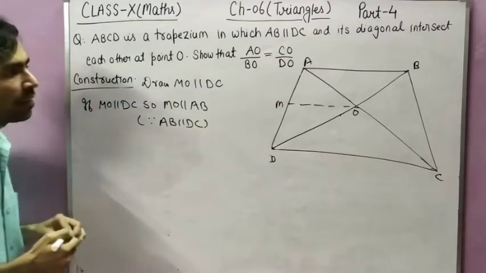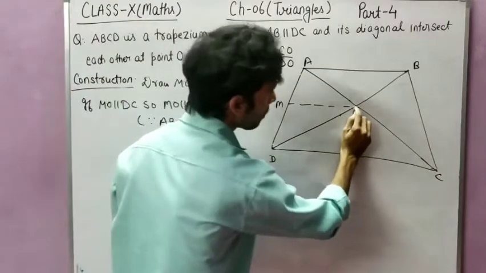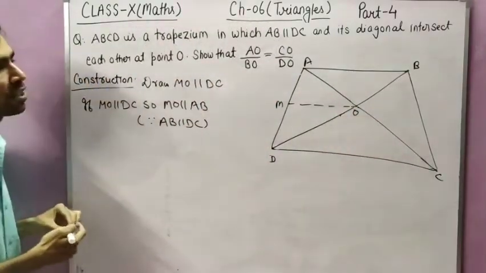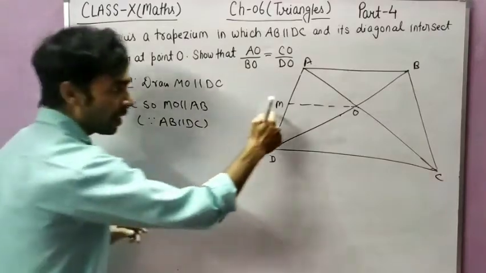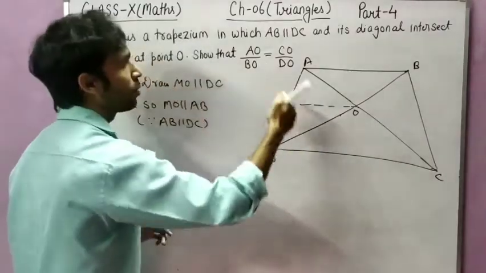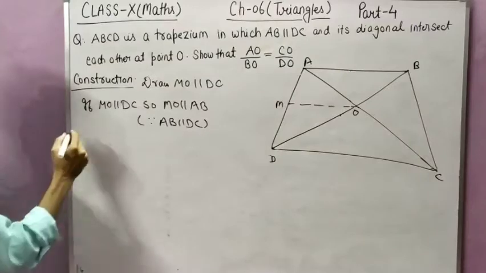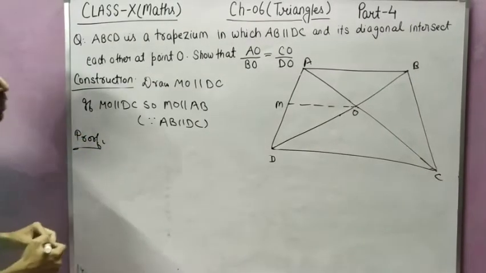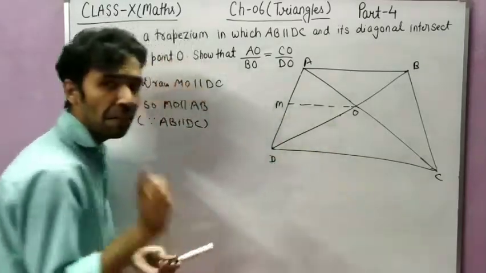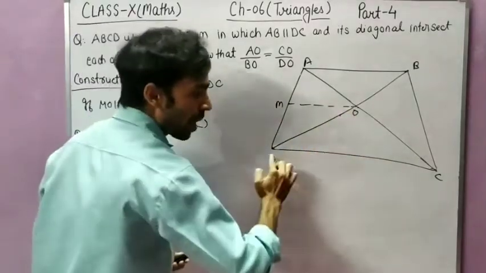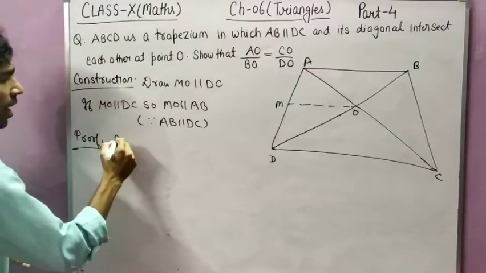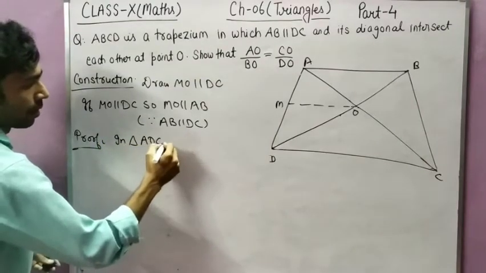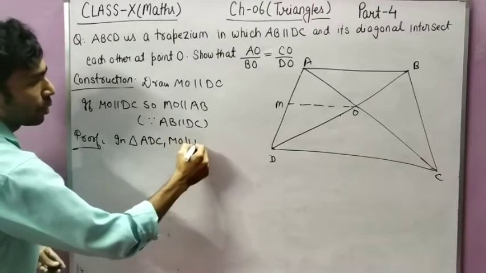Okay, so what I have done is I have drawn a line MO which is parallel to DC, and if MO is parallel to DC, then it will also be parallel to AB. So now students, how will we solve it? First, MO is parallel to DC in which triangle? In triangle ADC, MO is parallel to DC.